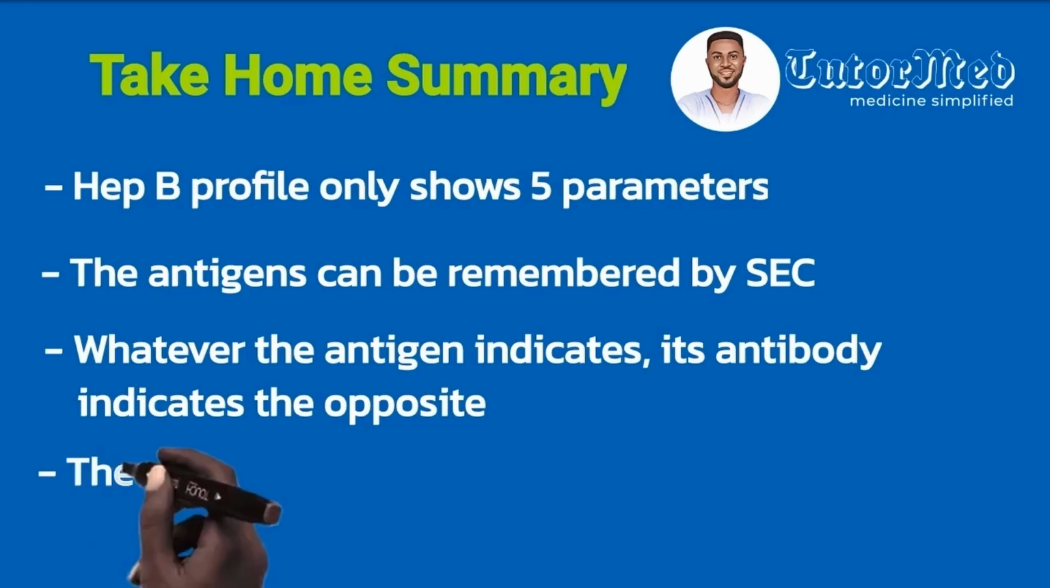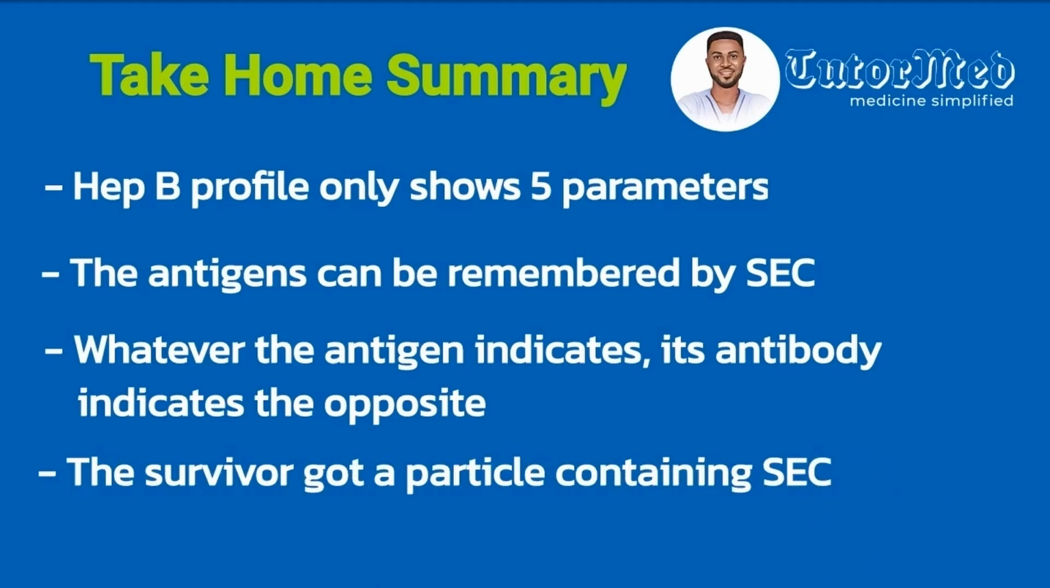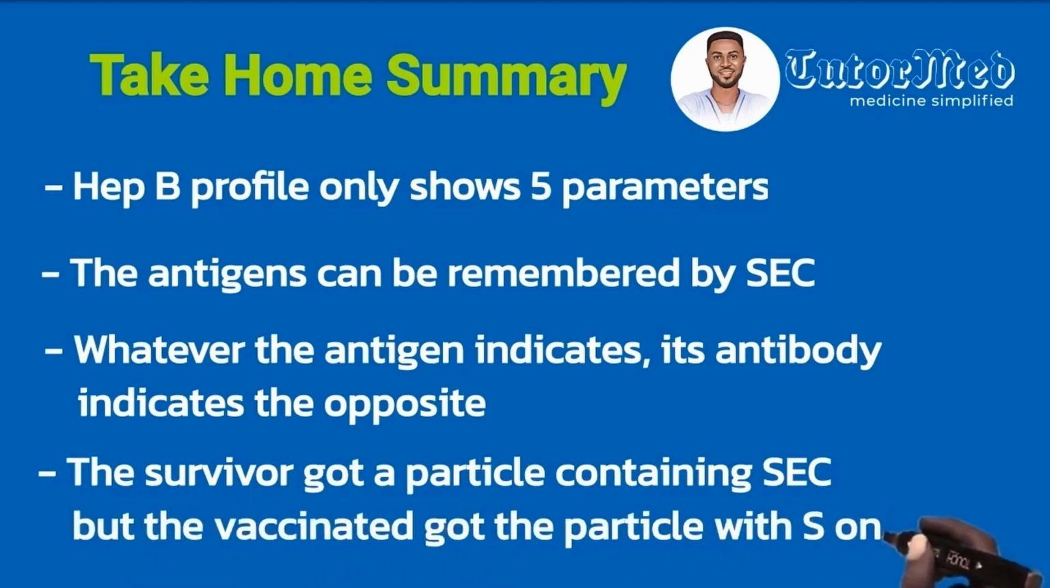The fourth point is that the survivor of a past infection got a particle which contains all the 3 antigens, but the vaccinated got the particle which contained only the S. And so in their interpretation, both of them would have the S antibody, but the survivor would have a positive C antibody, whereas the vaccinated would have a negative C antibody.